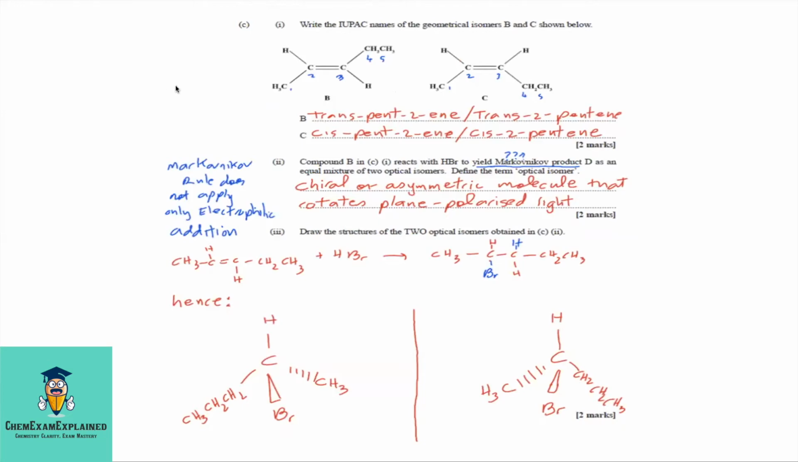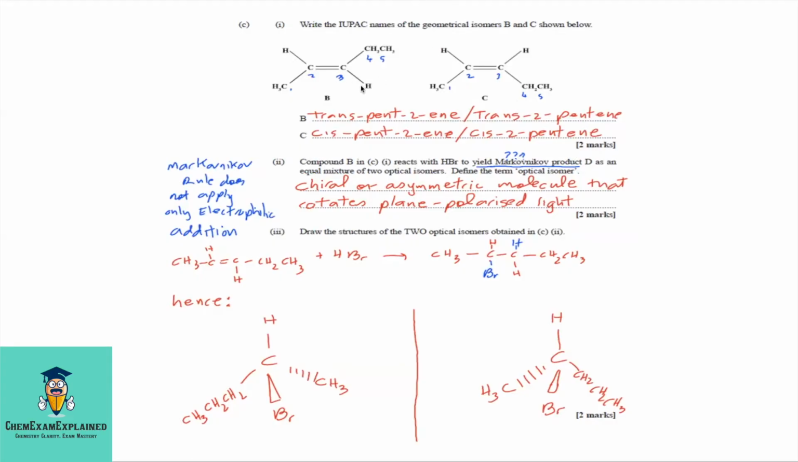Part C1. Write the IUPAC names of the geometrical isomers B and C shown below. Now, once you look at the structures for B and C, you'll notice that these are cis-trans isomers or geometric isomers. When you have 2 same groups on the same side, the name is different from when you have 2 same groups on opposite sides.